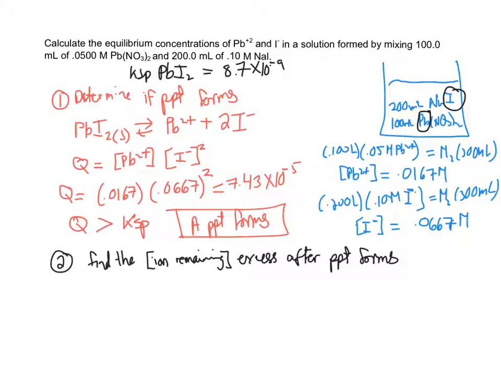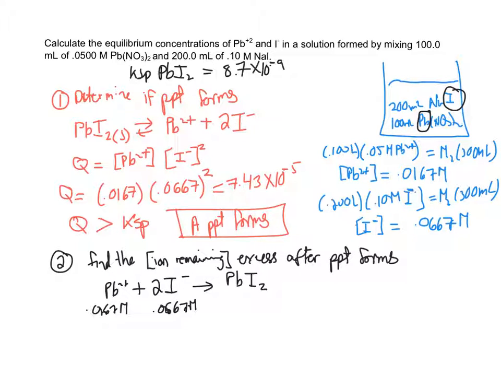So what you're going to do is you're going to look at your two ions that would react to form a precipitate. So Pb2+ and 2I− would form precipitate here. And this is 0.0167. You can do this in molarity or in moles. It doesn't really matter since, you know, the volume is the same.